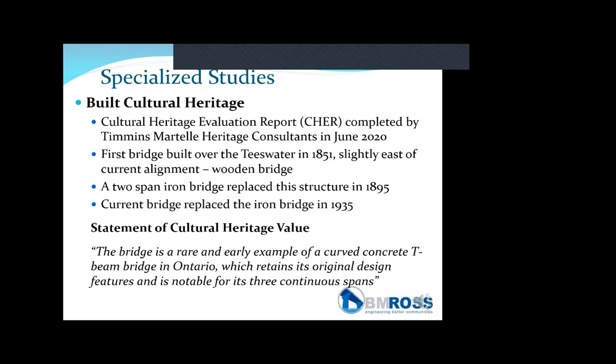The report then evaluated potential impacts to the heritage features that were identified and suggested possible approaches to address these impacts. The statement of cultural heritage value identified for the bridge is as follows. The bridge is a rare and early example of a curved concrete T-beam bridge in Ontario, which retains its original design features and is notable for its 3 continuous spans.